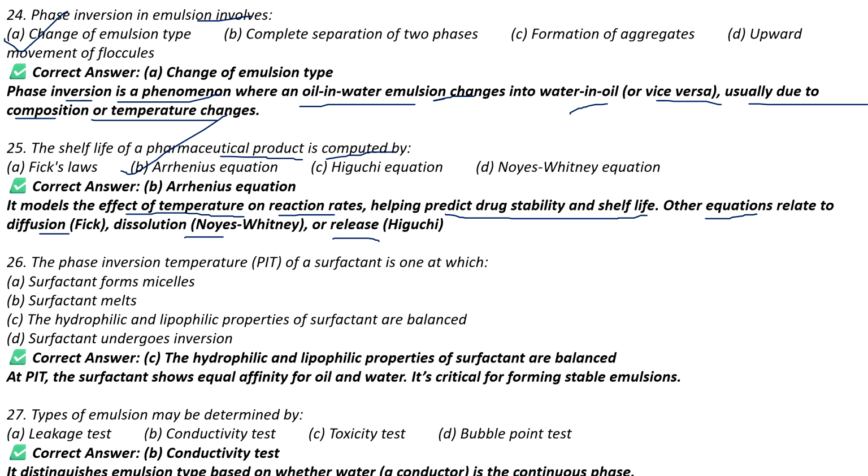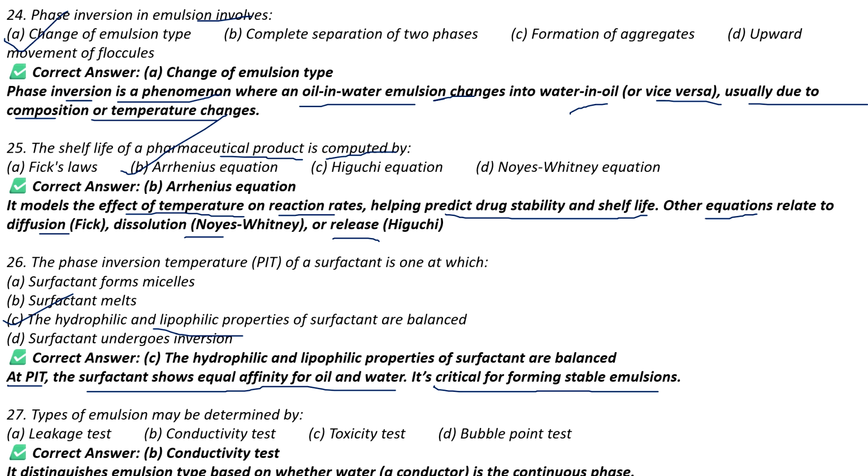The phase inversion temperature, that is PIT, of a surfactant is one at which, options are: surfactant forms micelles, surfactant melts, the hydrophilic and the lipophilic properties of a surfactant are balanced, surfactant undergoes inversion. So at PIT, the surfactant shows equal affinity for oil and water, and it is very critical for forming a stable emulsion. So we can say the phase inversion temperature of a surfactant is one at which the hydrophilic and the lipophilic properties of a surfactant are balanced. So option C is the correct answer of this question. Moving on to the next question.